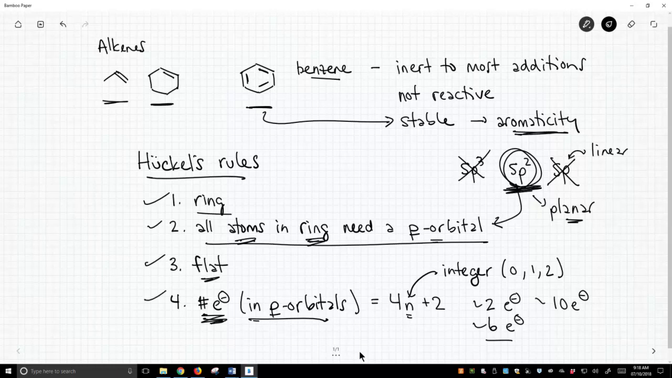Let's look quickly at benzene. Benzene has 6 sp2 hybridized atoms. It's definitely a ring. Is it flat? Well, if everything's sp2, it's probably going to be flat. And the number of electrons in the p orbitals equals 3 times 2. There are 2 electrons in each of these pi bonds in benzene. So that's 6 electrons. So benzene satisfies Huckel's rules. And we'll see some more examples about this. But this is what aromaticity is, it's a stability, and this is how we identify it by using Huckel's rules.